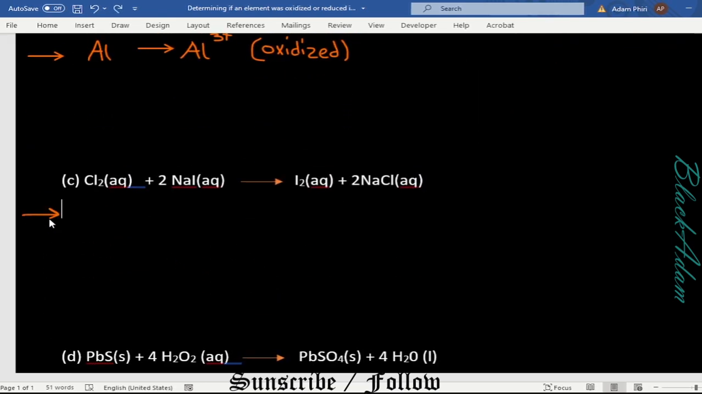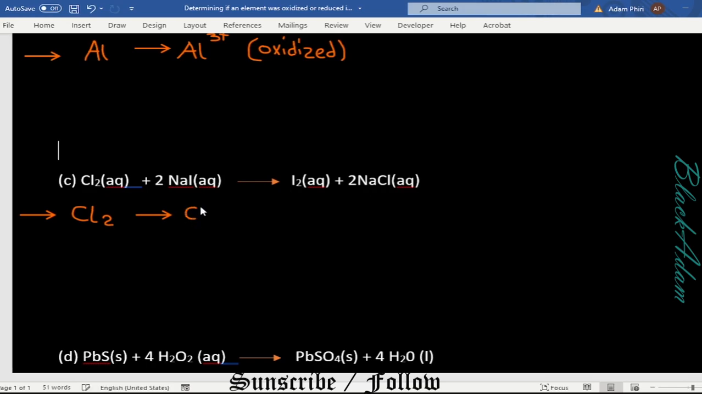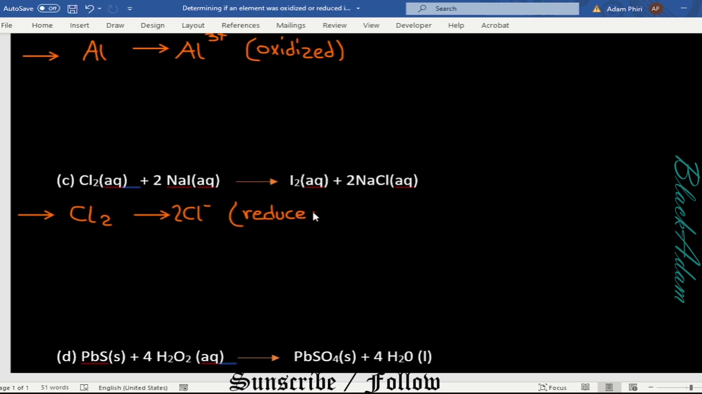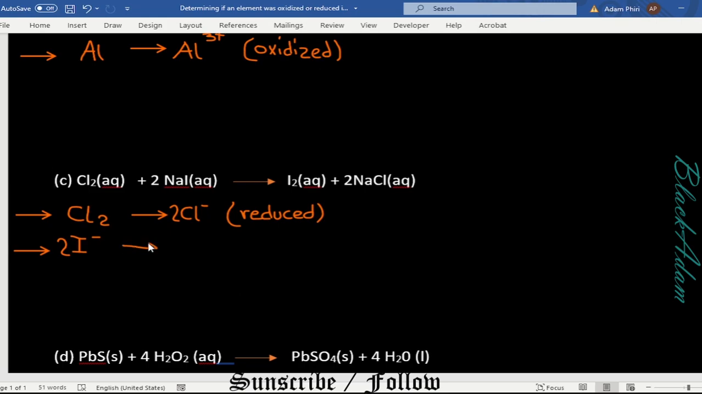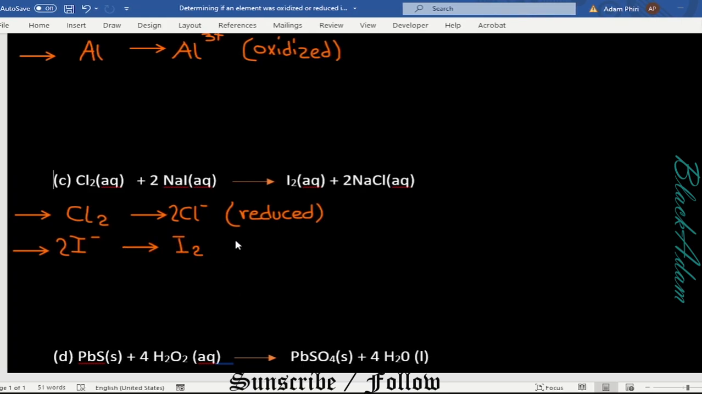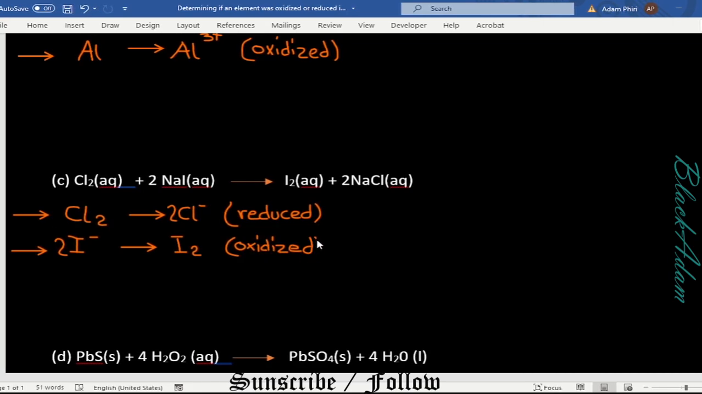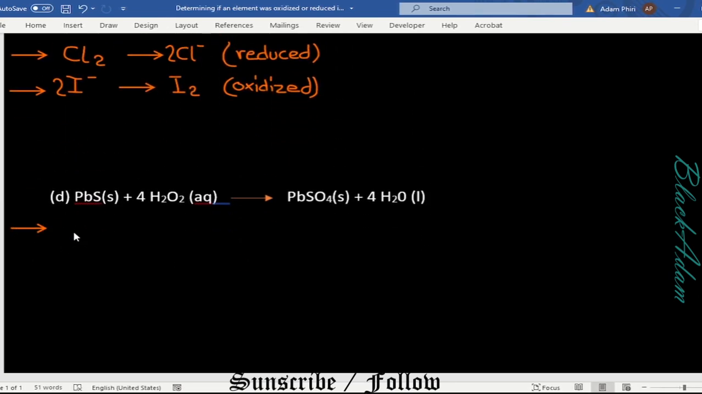So going to the third one, we're trying to trace chlorine, moving from 0. So let's see the oxidation number: chlorine is -1, so from 0 to -1, it's moving towards the west, so that's going to be reduction. And then sodium iodide, iodine moves from -1 up to 0. So -1 to 0, moving towards the right, east, so it's oxidized. So the element is oxidized.